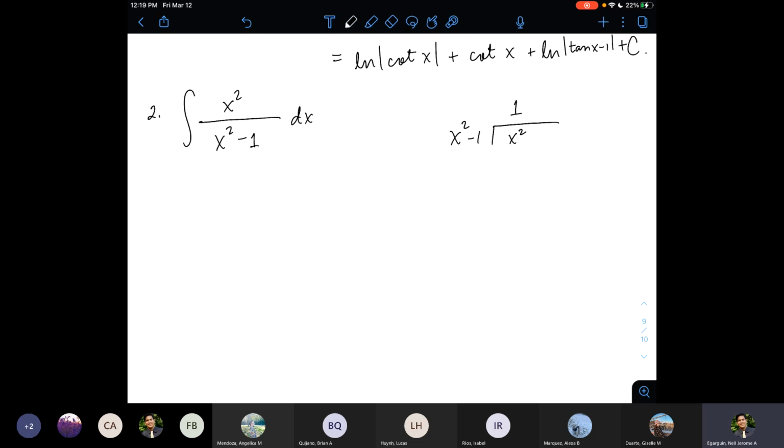X squared divided by x squared, that's going to be 1. Then multiply, we get x squared minus 1. And then subtract, we get 1. This is the quotient, and this is the remainder. So what happens is that you write the quotient, 1, that goes there, plus the remainder all over the divisor.